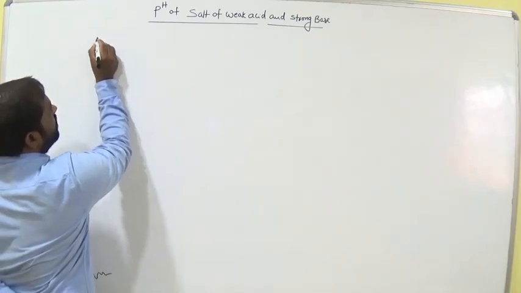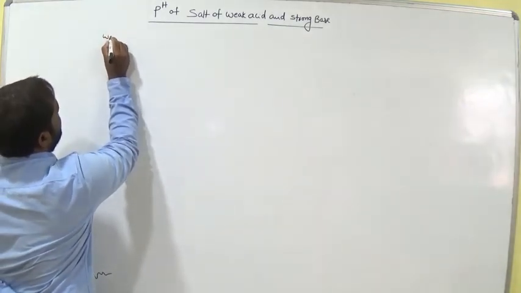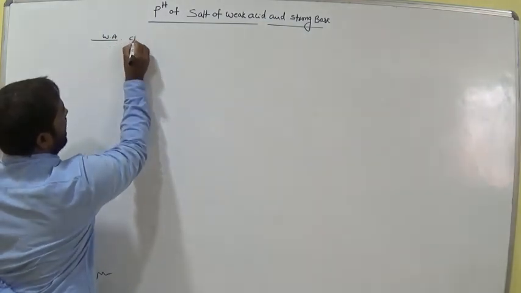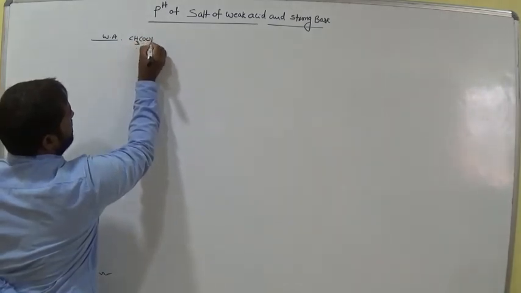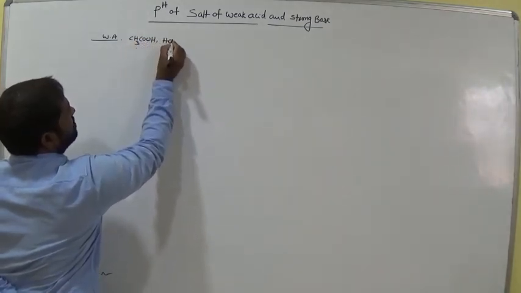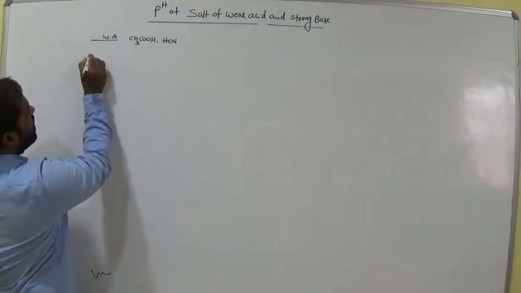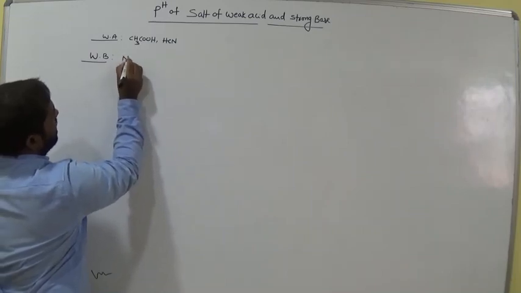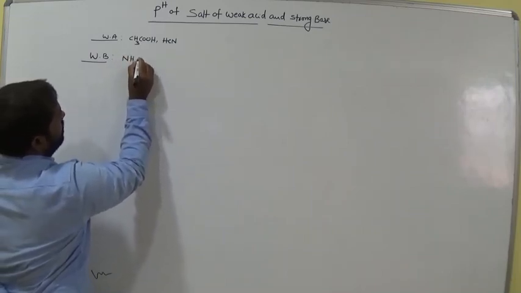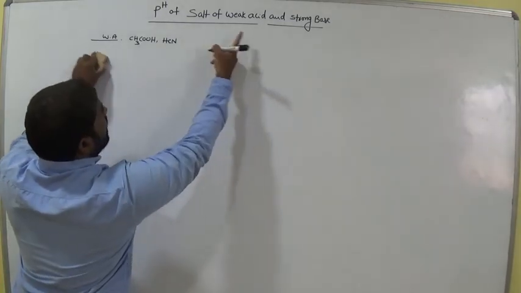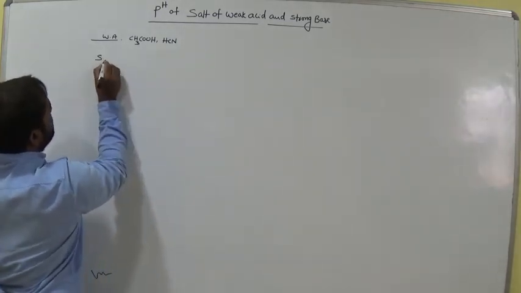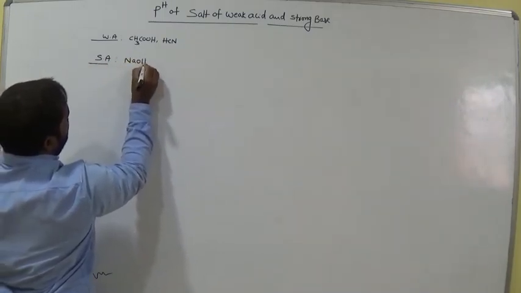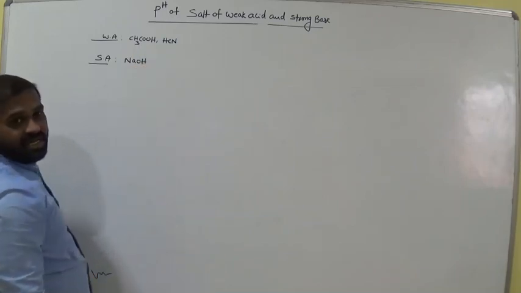Give me some examples of weak acids. Acetic acid is one example of a weak acid. Hydrogen cyanide is also a weak acid. For a weak base, ammonium hydroxide is the best example. For a strong base, sodium hydroxide is the best example.